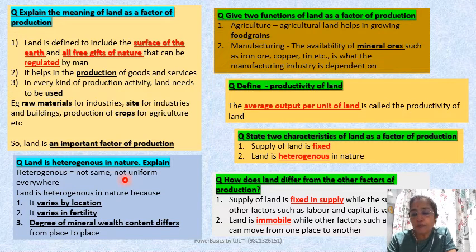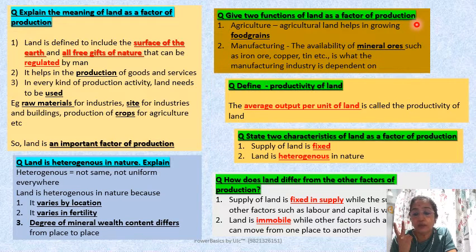Heterogeneous means not same, not uniform. Homogeneous means same and uniform. Land is heterogeneous in nature because it varies by location. I just told you that. It varies in fertility. The degree of mineral wealth content differs from place to place. So, it is heterogeneous.